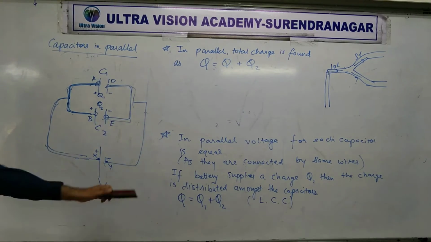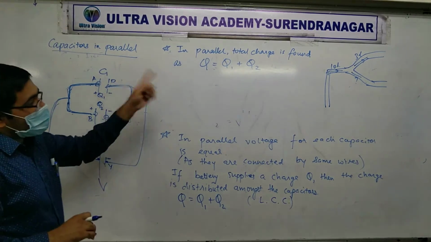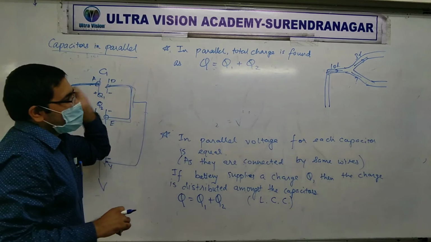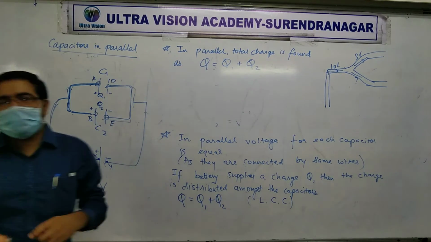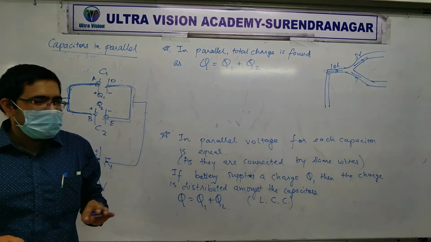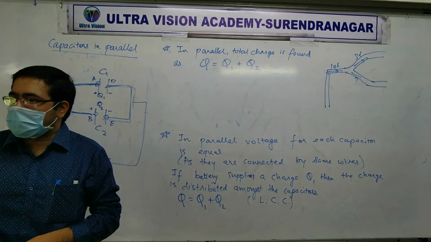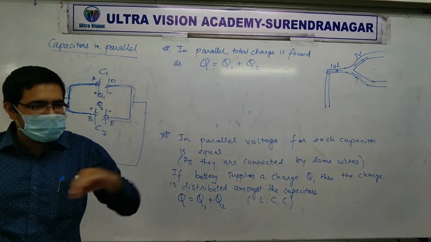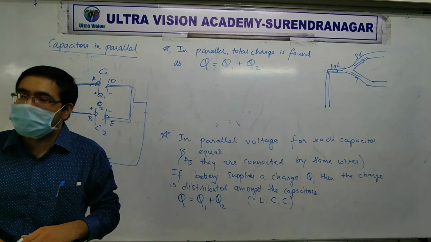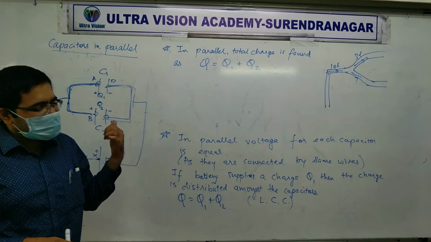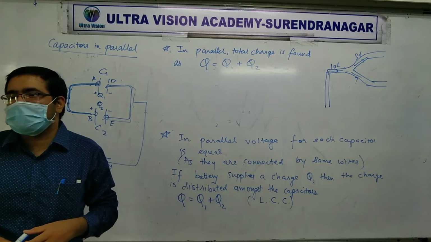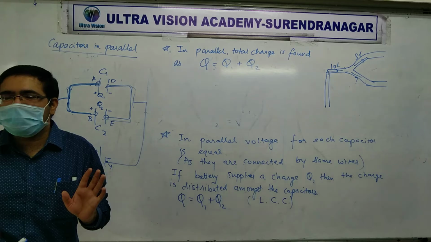Well, so this is very important. And can charges be equal in parallel? No, that's not the rule. But by coincidence, they can be equal. Just like in that question we saw yesterday, in series also voltages were equal by coincidence. In parallel, by coincidence charges may be equal, but that's not the rule.